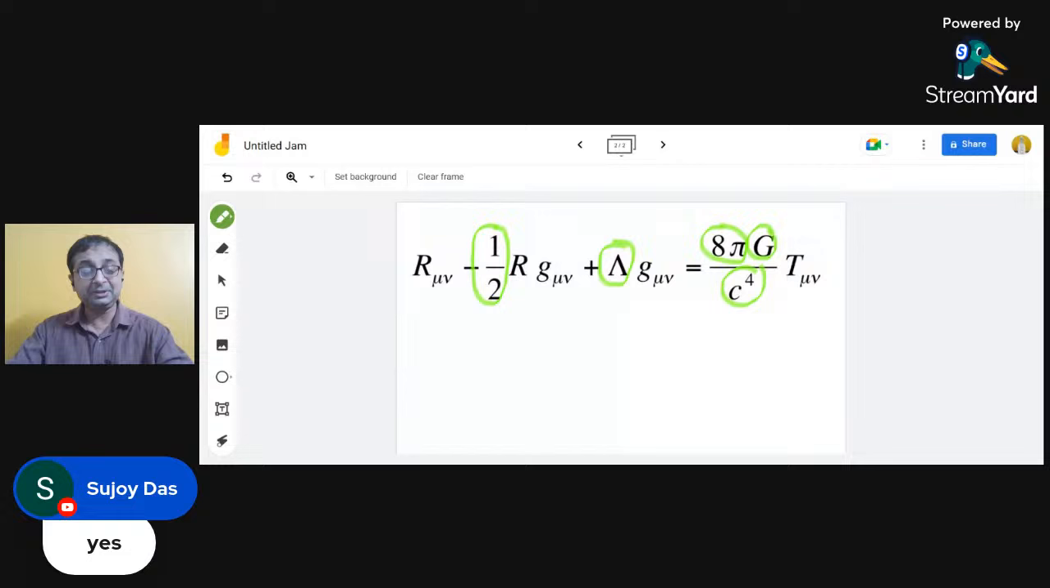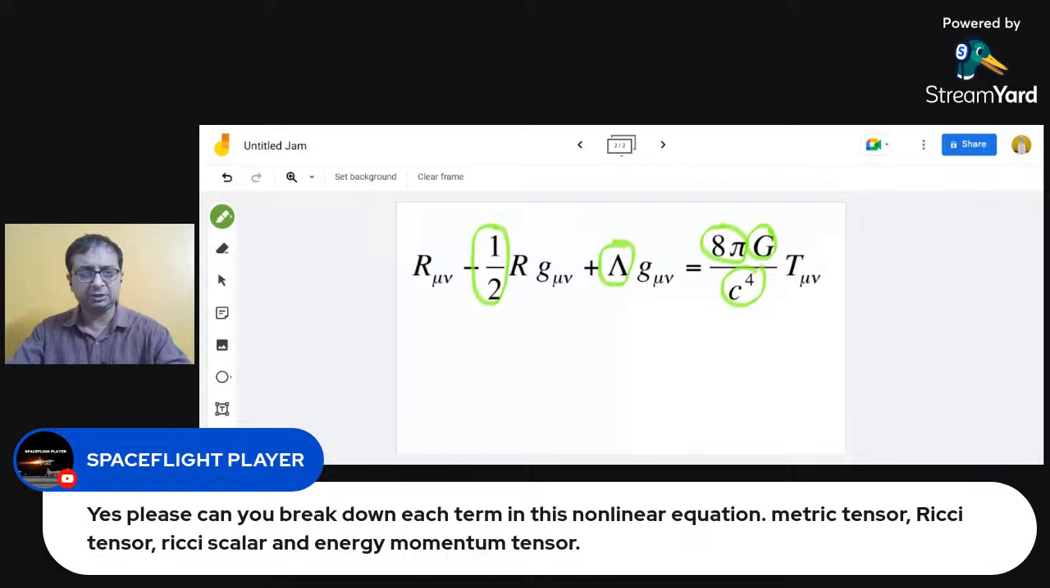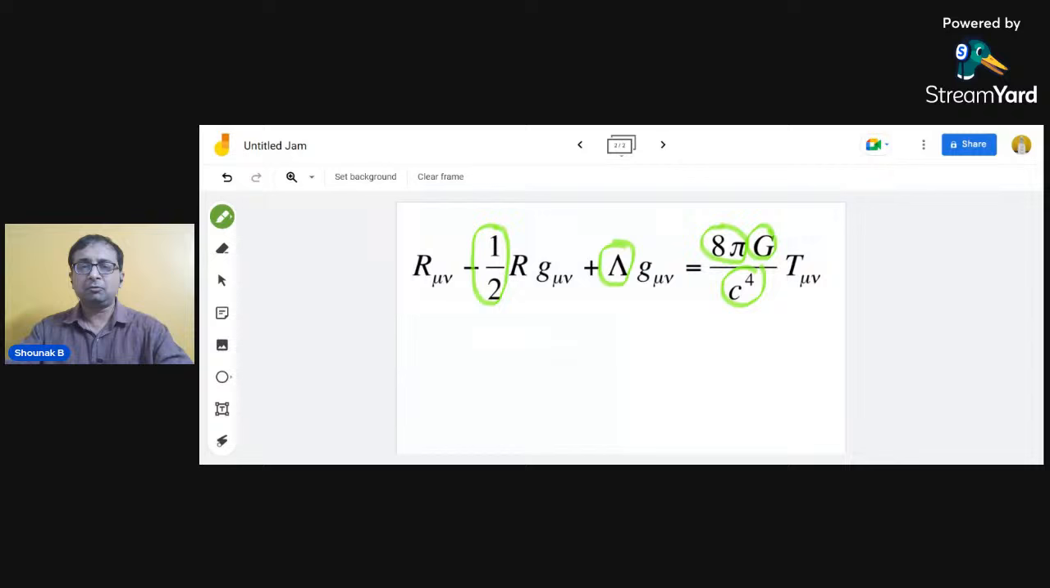Can you break down each term in this nonlinear equation matrix? Yes, I will do that. That is the objective of the lecture. In a series of lectures, we are coming to that. So don't worry, that is the basic objective. Absolutely, it will be done. Let us understand that we are reading and learning one of the toughest physics and toughest mathematics, remember. So it is no joke, and I welcome you all to this session.